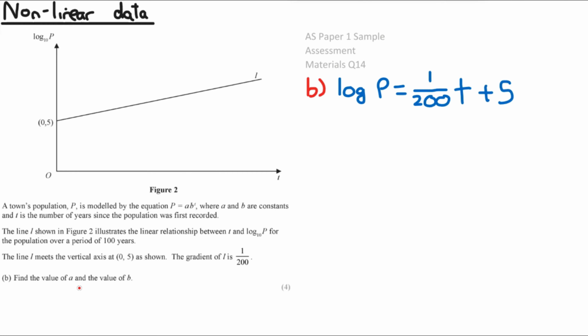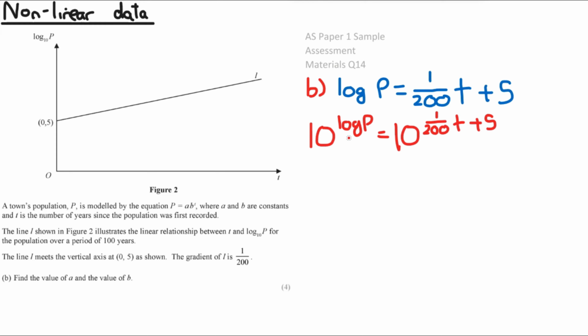So for part B, we need to find the values of A and B. And A and B are in this equation here. P is equal to AB to the power of t. So what we need to do is convert this to this format. Now remember, as we talked about before, the way we converted this to this format is by taking logs of both sides. So in order to get from here to here, we do the opposite. We make 10 the base of both sides. So this is going to become 10 to the power of log p is equal to 10 to the power of 1 over 200 t plus 5.